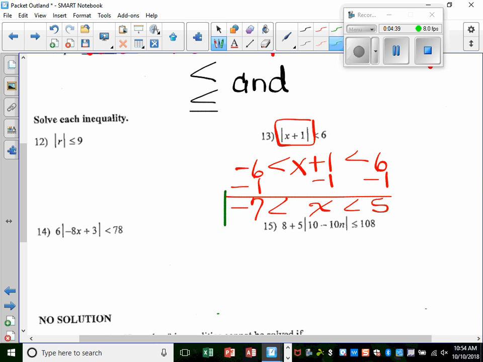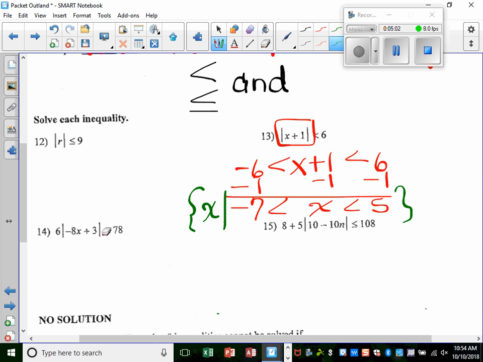So you'll put your bar and you write the x again. Now I find this a little bit easier. But again, you have the option to either separate it yourself or just write it as one compound inequality. All right, so I'm going to do 14, then we'll come back to 12.